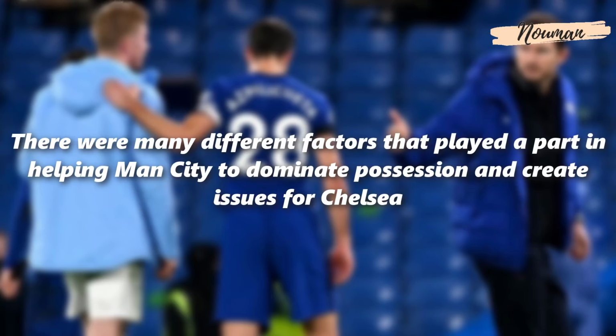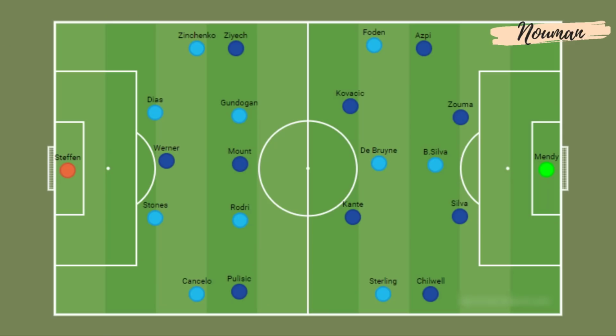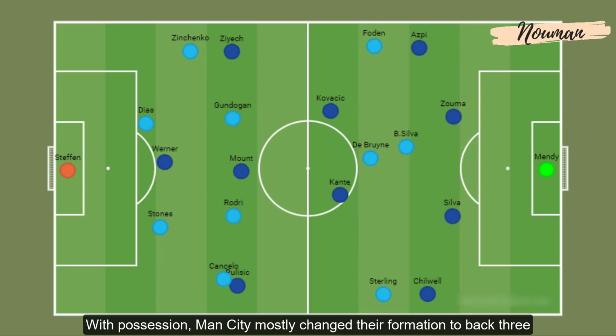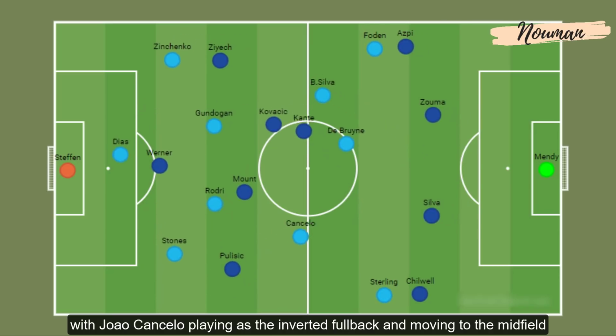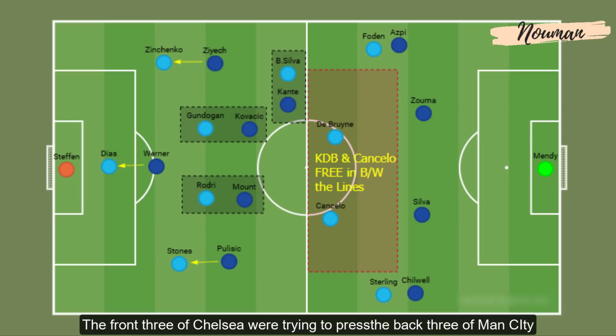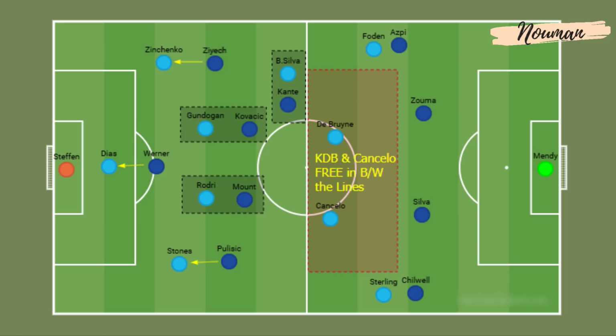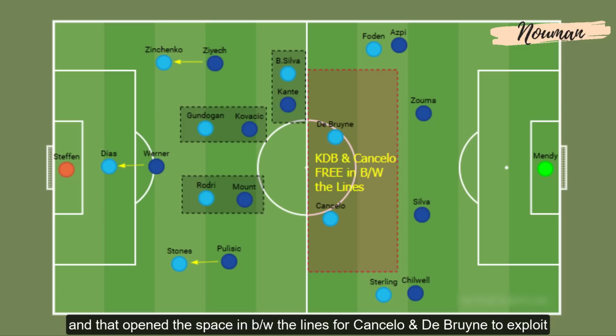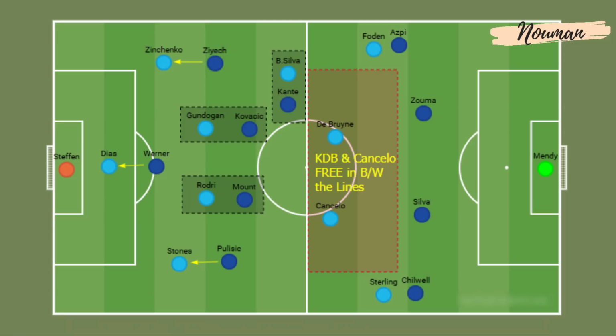There were many different factors that played a big part in helping Manchester City to dominate possession and create issues for Chelsea. With possession, Man City mostly changed their formation to a back three, with João Cancelo playing as the inverted fullback and moving to the midfield. The front three of Chelsea were trying to press the back three of Manchester City, with Kovacic and Mason Mount covering Gundogan and Rodrigo. Bernardo Silva was trying to drag N'Golo Kante out of his position, and that opened the space in between the lines for Cancelo and De Bruyne to exploit.